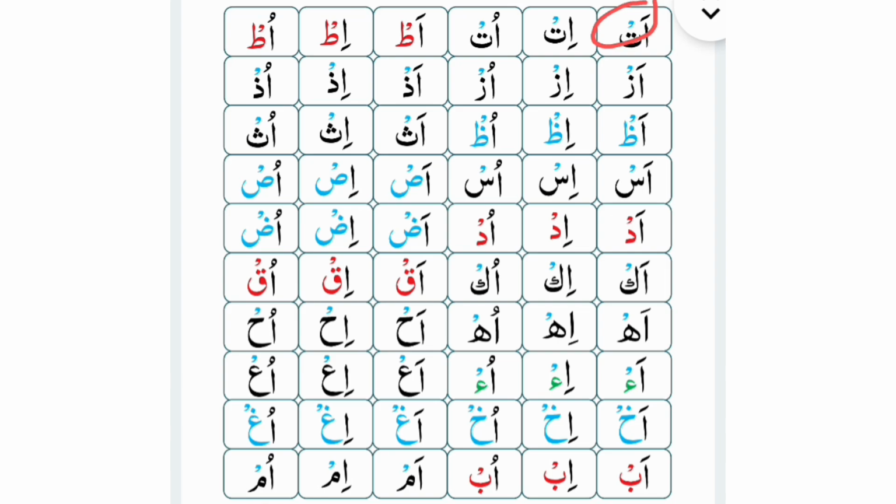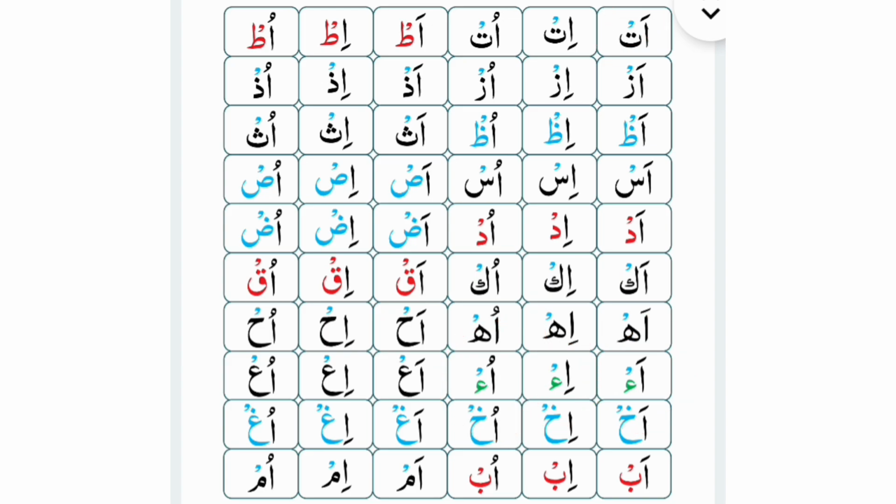Always pronounce hamza sakina with a sudden pause. Like this. This is hamza sakina, so we pronounce it with a sudden pause. Alif hamza fatha a. Alif hamza kasra i. Alif hamza damma u. A, i, u. We pronounce hamza and alif which have sukoon or jazm with a sudden pause.